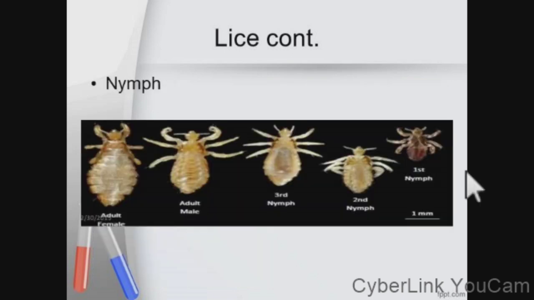This is a nymph. It looks like an adult louse but smaller and immature. The size is 1 millimeter, the size of a pinhead. It matures in 3 stages: first nymph, second nymph, third nymph. They grow by molting, or shedding their skin, 3 times before reaching adult. During the nymph stage, they take 7 to 14 days, or 2 weeks.